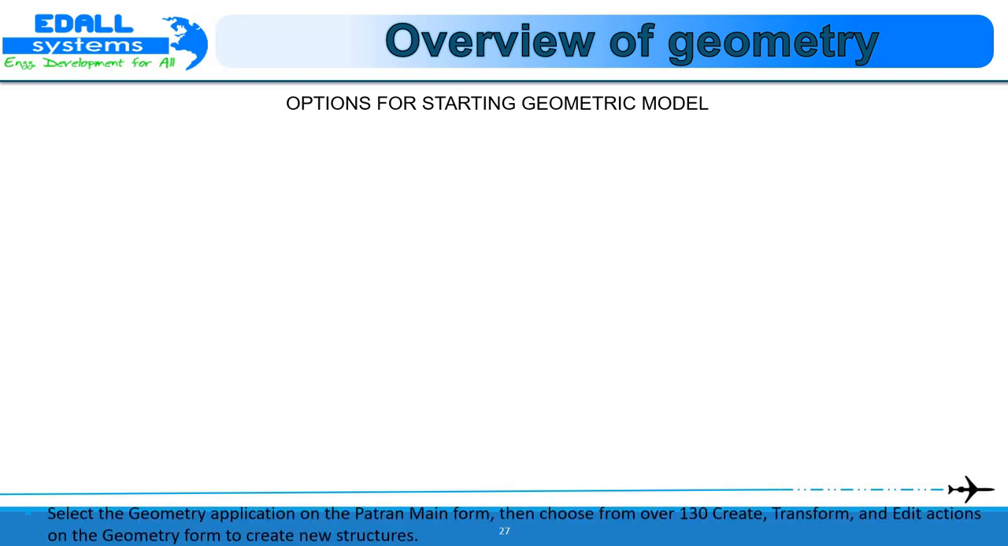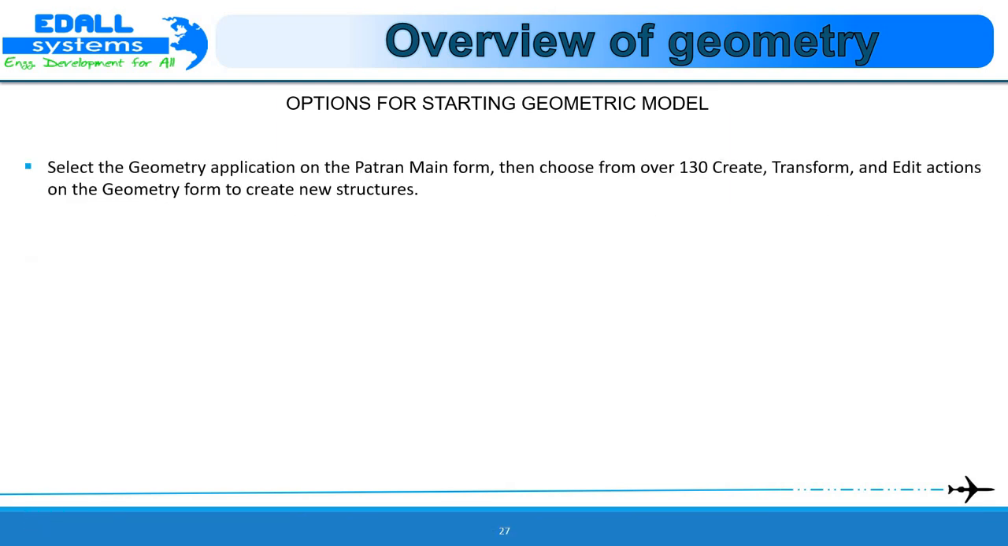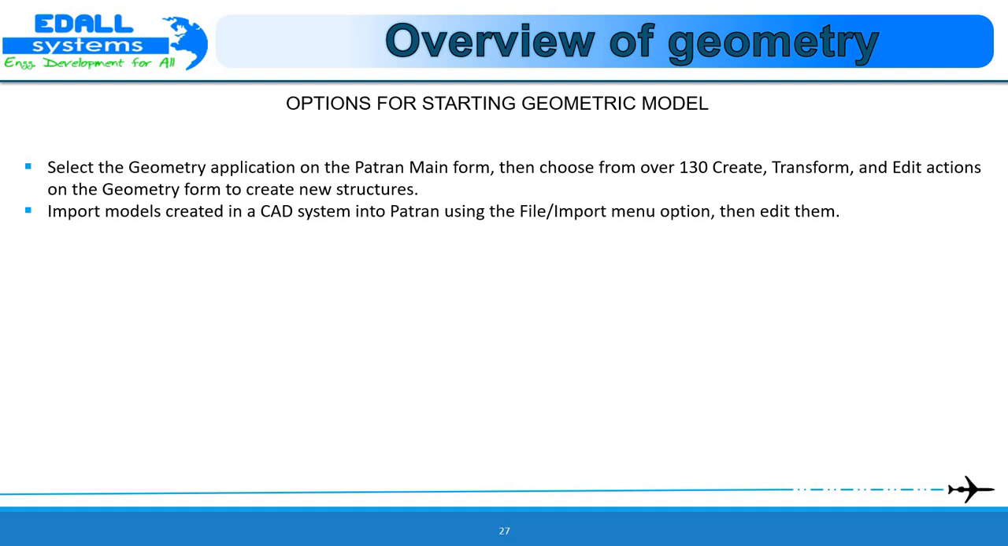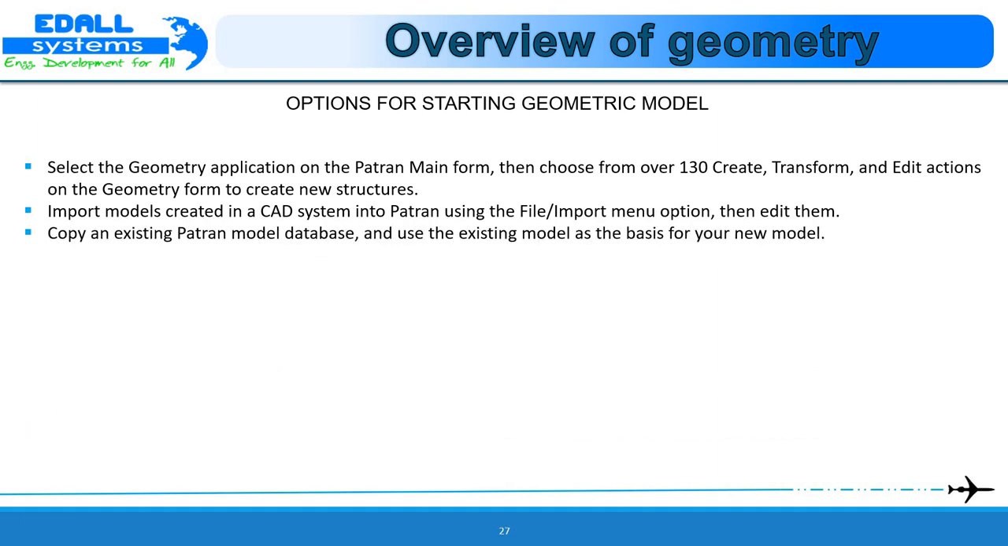Options for starting the geometry model. Patran provides a variety of options for creating, modifying, and querying a geometry model. You may start your model in one of three ways. Select the geometry application on the Patran main form. Choose from over 130 create, transform, and edit actions on the geometry form to create new structures. Import models created in a CAD system into Patran using the File Import menu option, then edit them. Copy an existing Patran model database and use the existing model as the basis of your new model.